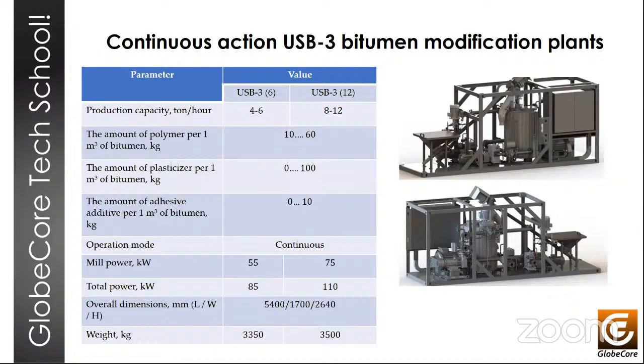The design of these plants that we make allows for the use of any modifier that is known today, including crumb rubber, including the various special additives, along with all known SBS polymers, which can be supplied in the form of granules, powder, or liquid, whichever is best for the operation. The plant allows for new formulations of modified bitumen in which the introduction of adhesive additives and plasticizer may be required. So next, we're going to look at the design of that machine in a bit more detail. Next slide, please.